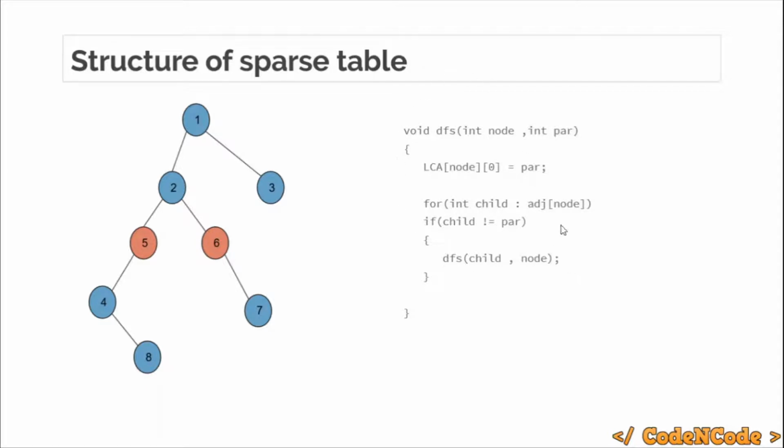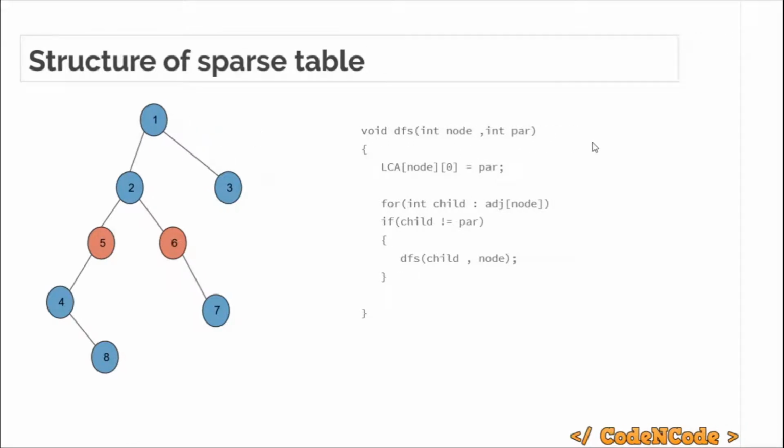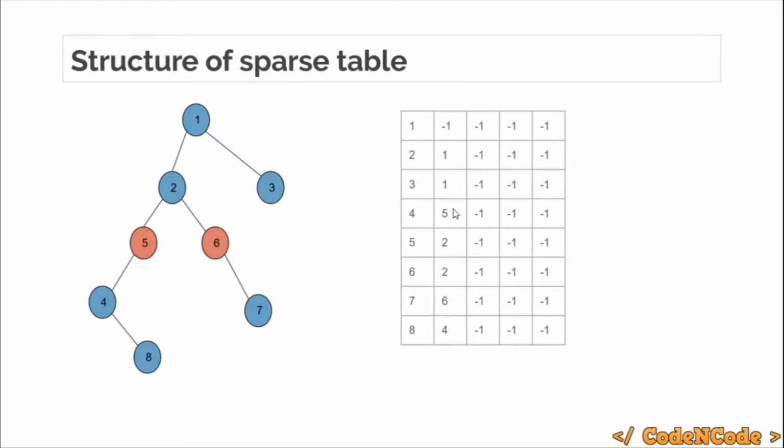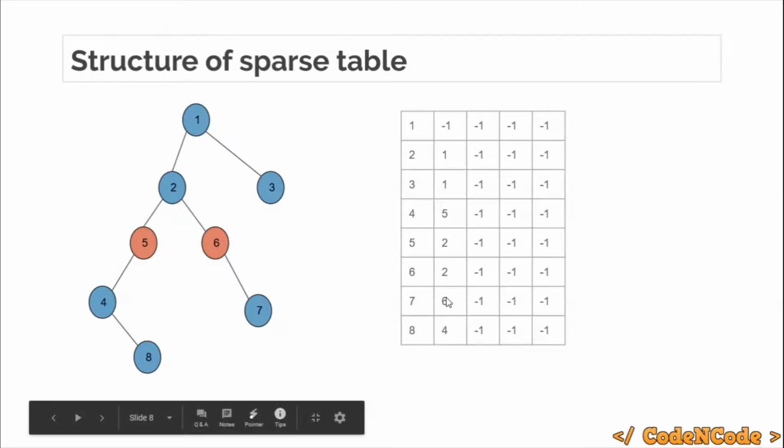And after the execution of the DFS is completed, we would have the 0th column of LCA array ready. From main function we would be making a DFS call to node 1, and since node 1 has no parent at all, as parent we would pass -1. So from main function we would make a DFS call to DFS(1, -1). After that the 0th column is prepared.